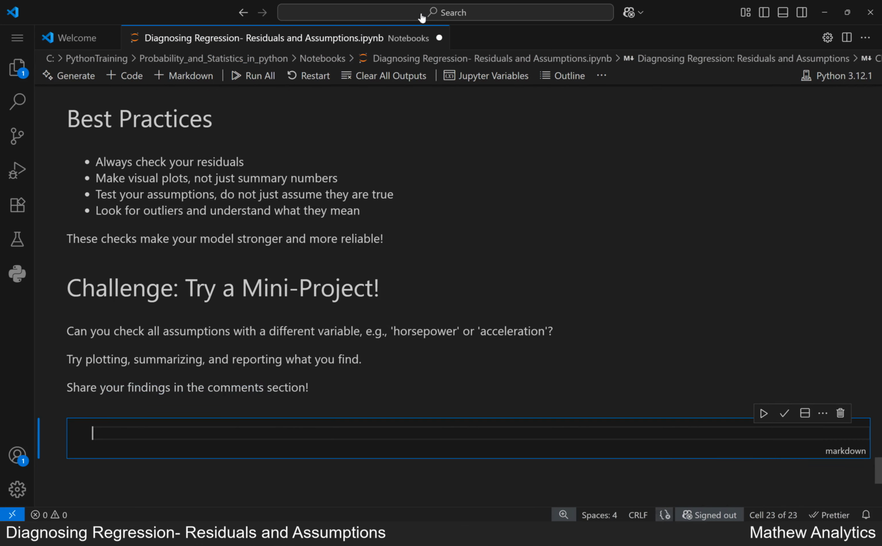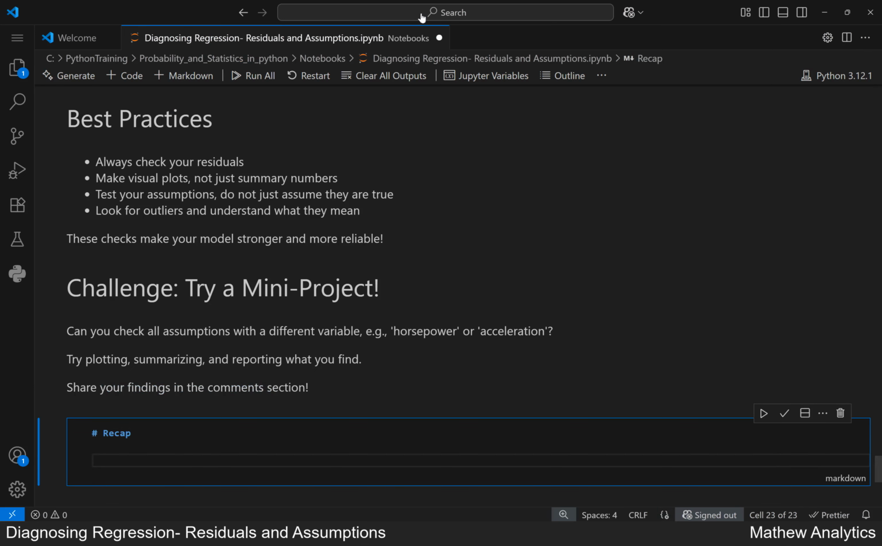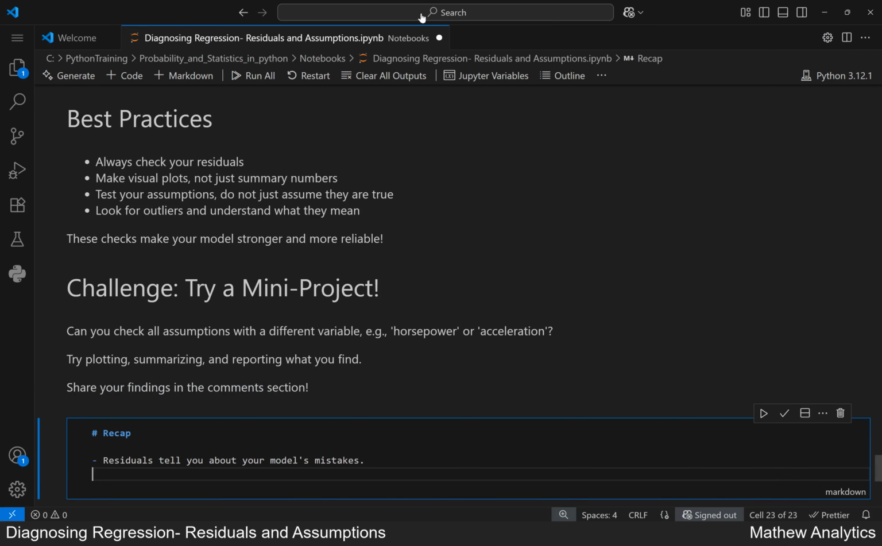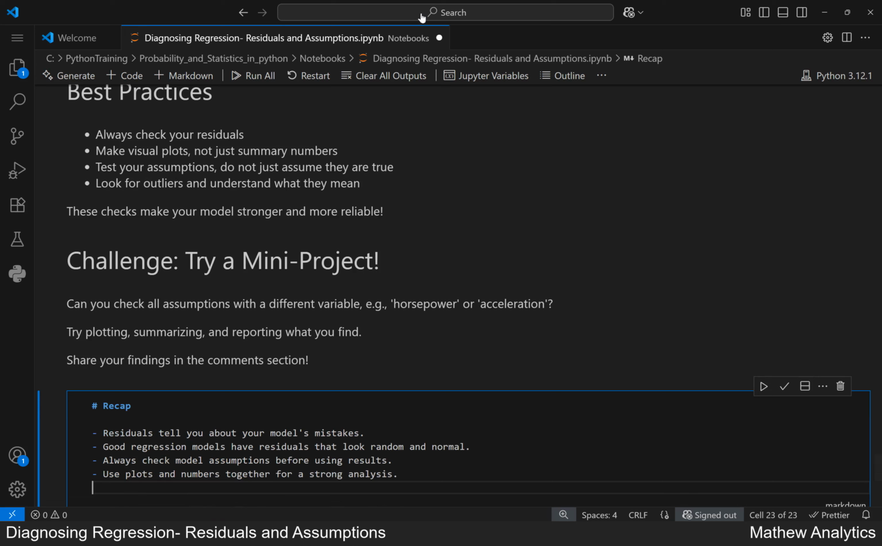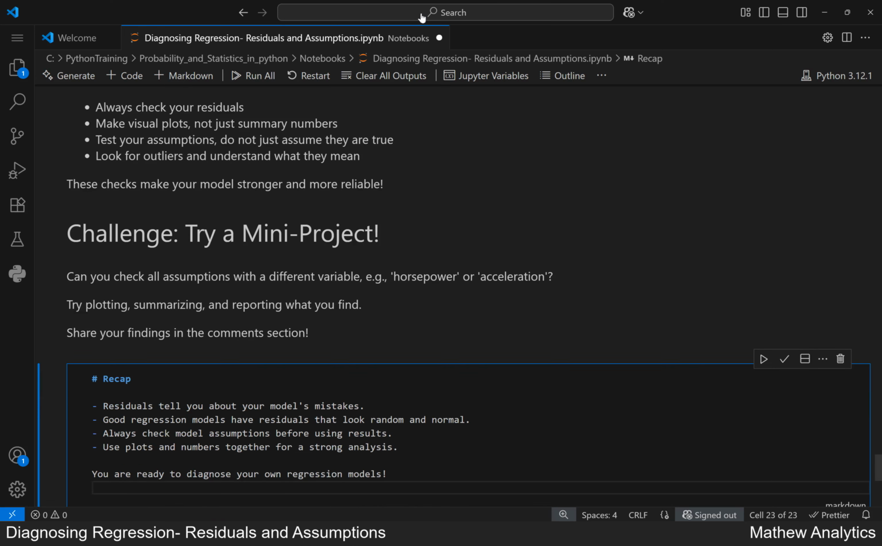Recap. Residuals tell you about your model's mistakes. Good regression models have residuals that look random and normal. Always check model assumptions before using results. Use plots and numbers together for a strong analysis. You are ready to diagnose your regression models. Running the cell now.